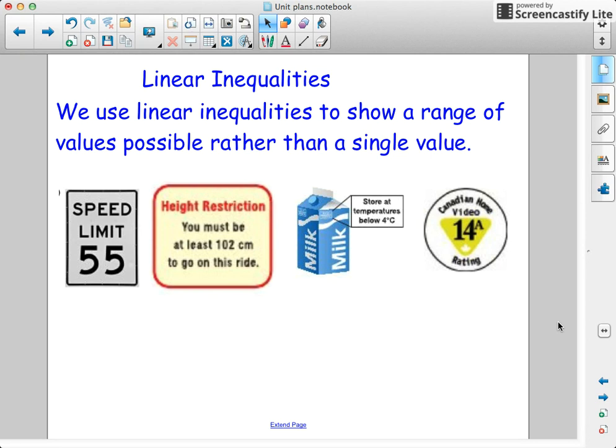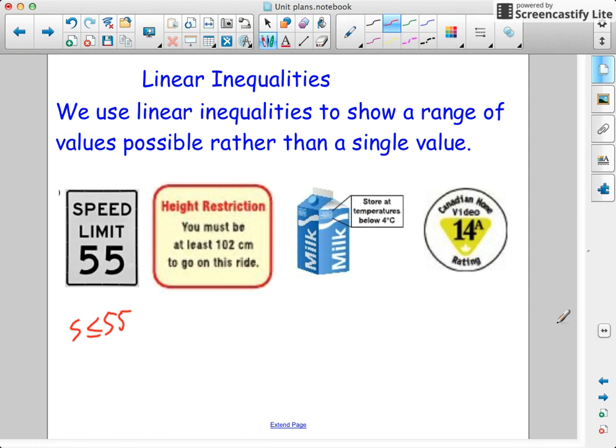If the speed limit is 55, you cannot go over 55. You can go less than 55. So your speed, and this is so that you don't get a ticket, your speed would have to be less than or equal to 55, okay, in order not to get a ticket.